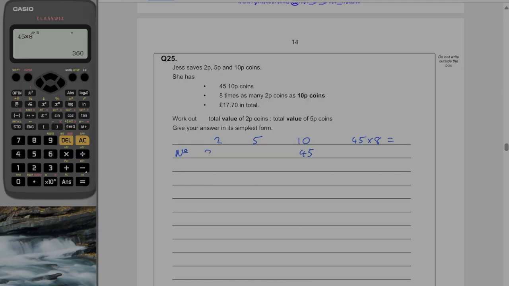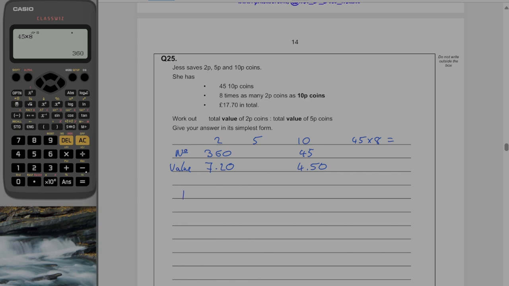So we know that there are 360 2p coins. And we know that there is £17.70 in total. Right, so that's the number. We can't do the other number just yet, so we'll work backwards from that. We'll go for the value in pounds. 360 2p coins is going to be 720p or £7.20. 45 10p coins is going to be a value of £4.50. So we've got two values that we can use to work out the value of the 5p coins.